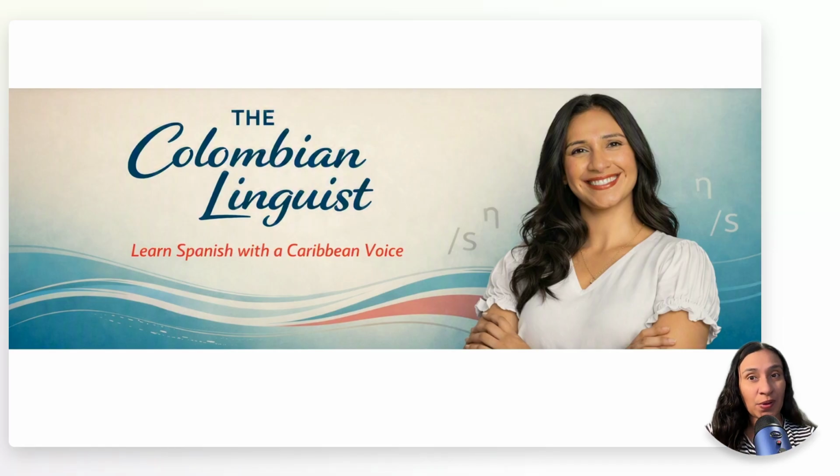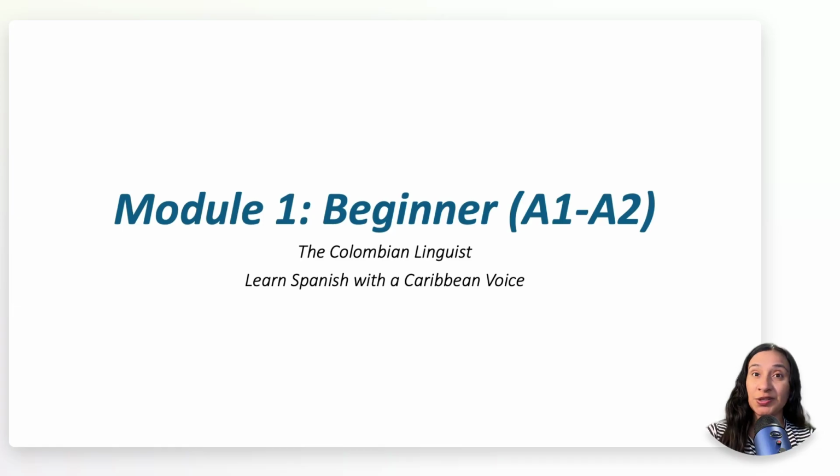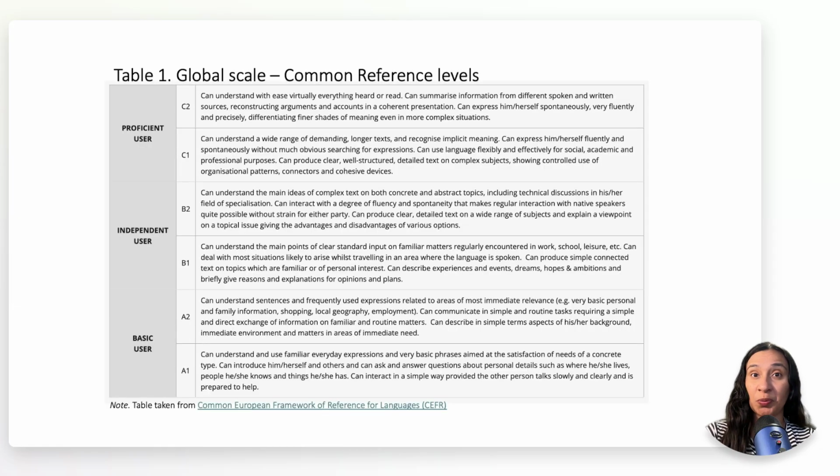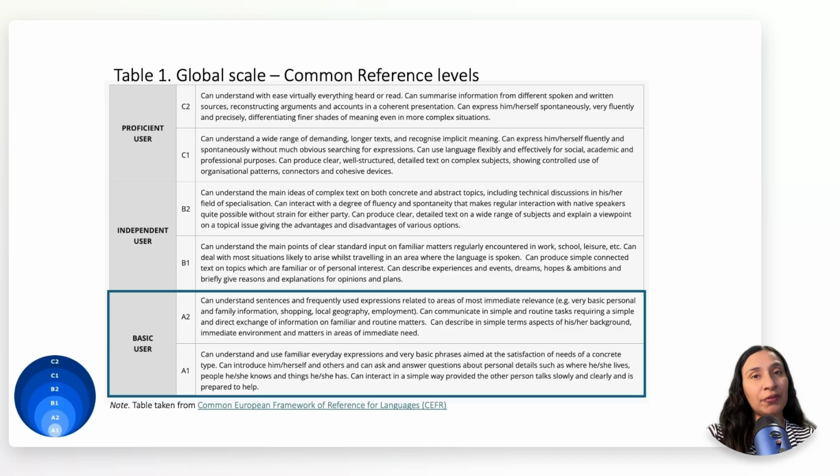We're gonna continue with our Module 1, which is about beginner A1-A2 levels according to the Common European Framework of References for Languages. And remember, we are focusing on these two descriptors, A1, A2, basic users. For our module, we call these beginner level.